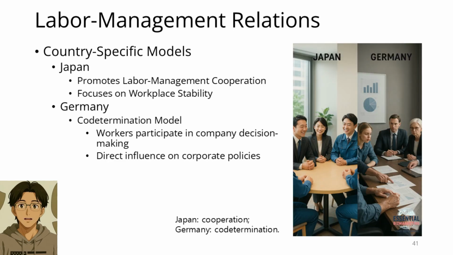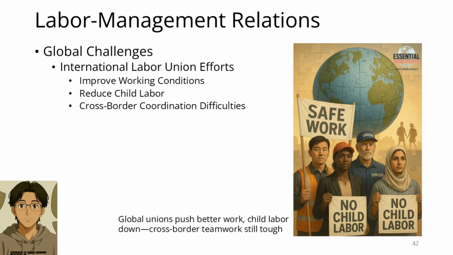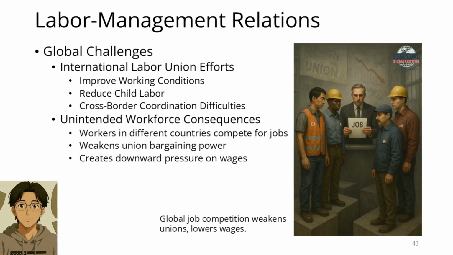Japan promotes labor management cooperation to ensure workplace stability. In Germany, the codetermination model gives workers a direct voice in company decisions. International labor unions aim to improve working conditions and reduce child labor, but cross-border coordination remains difficult due to different laws, interests, and systems. Global job competition can unintentionally weaken unions. As workers in different countries compete, bargaining power drops and wage pressure rises.